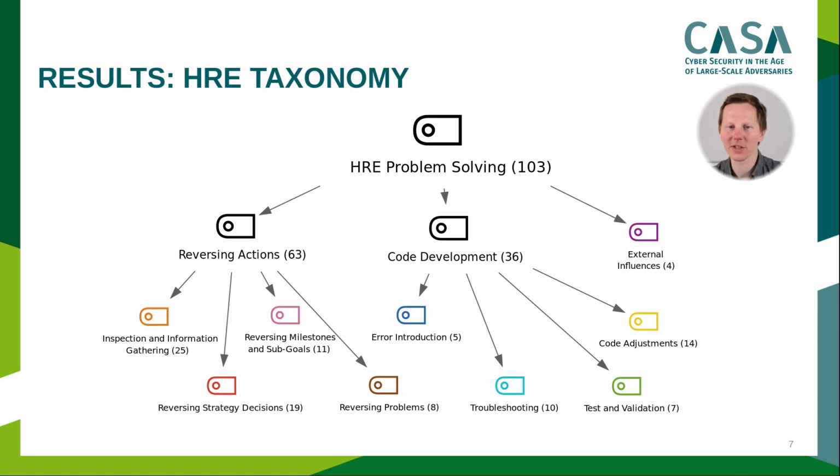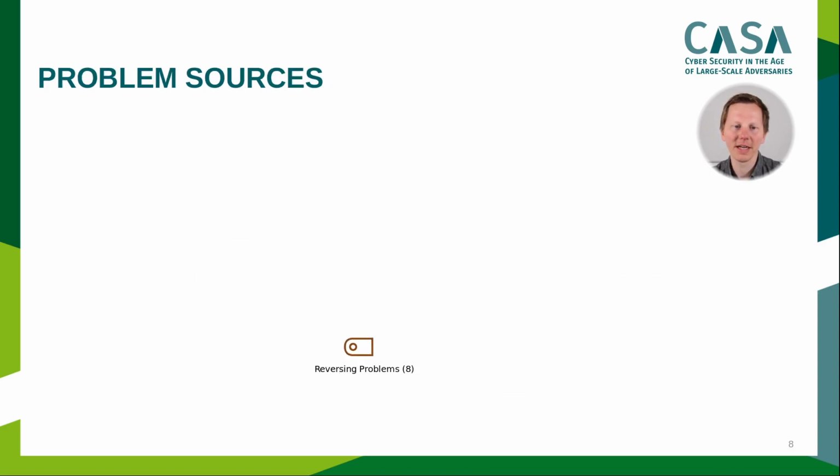As our taxonomy is only derived from a single realistic task, it could likely be extended through the observation of other HRE tasks. However, it equips us with the means to analyze strategies of reverse engineers in detail and includes valuable information on obstacles and roadblocks encountered by them. With this in mind, let's take a deeper look into the reversing problems we observed.